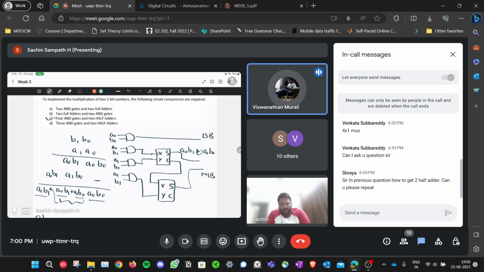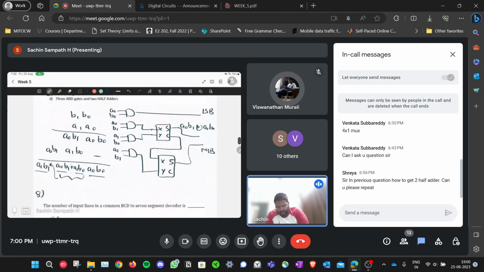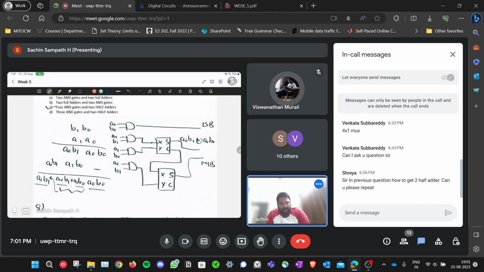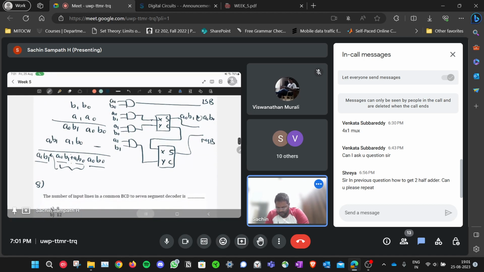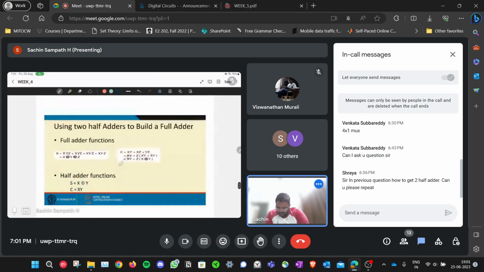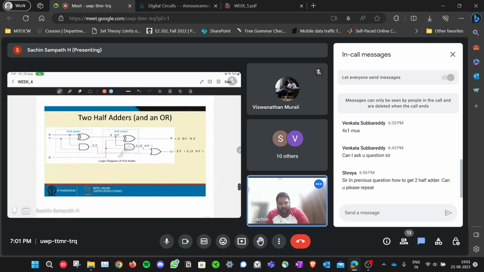Full adder circuit. I didn't exactly understand your question. Can you share the question in the chat? If you have a picture of that question, if you can upload it, I'll see. I didn't understand exactly what you're asking. If I can see the circuit, maybe I'll understand. This is a full adder, right? What's the problem?